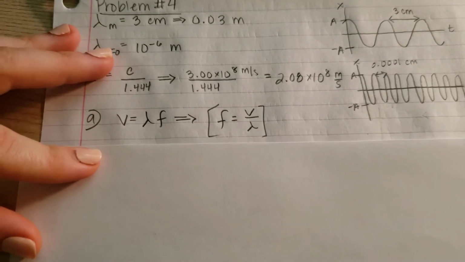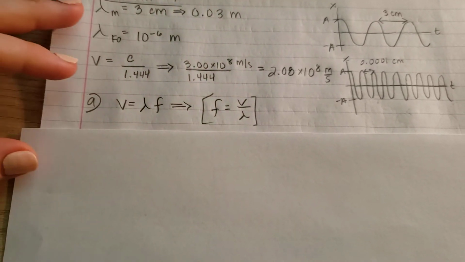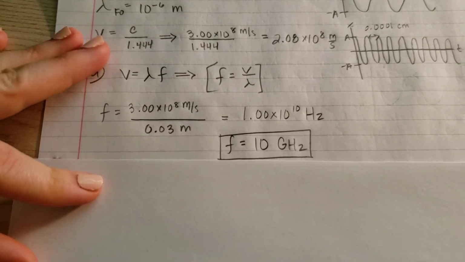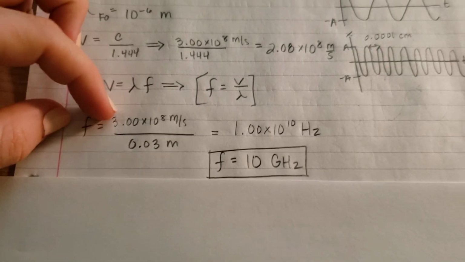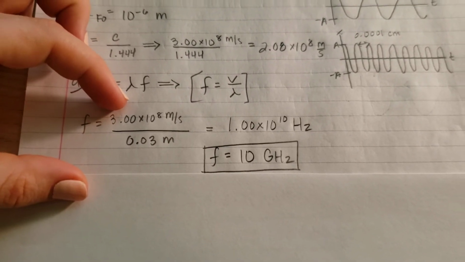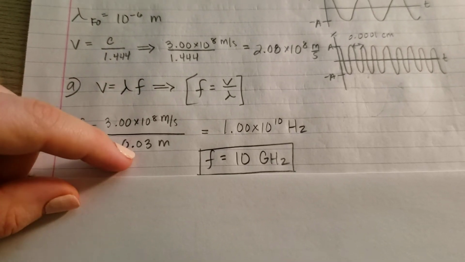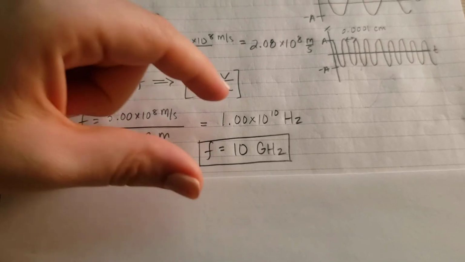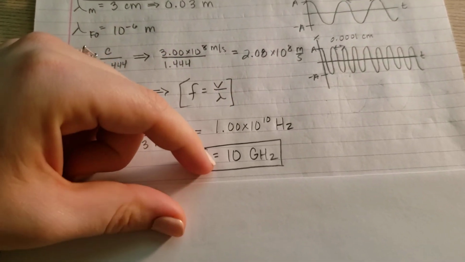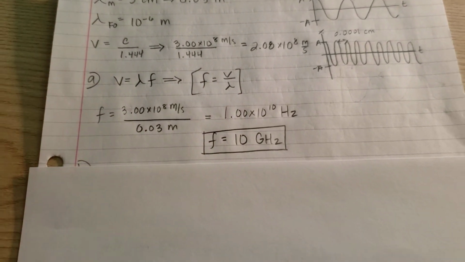So we can calculate the frequency by just dividing the velocity by the wavelength. And for our microwave, we know that it's moving at the speed of light because it's electromagnetic waves. And so we just want to divide that by the wavelength of 0.03 meters. And we get 1.00 times 10 to the 10 hertz, which we can convert to 10 gigahertz. So the frequency of the microwaves is 10 gigahertz.